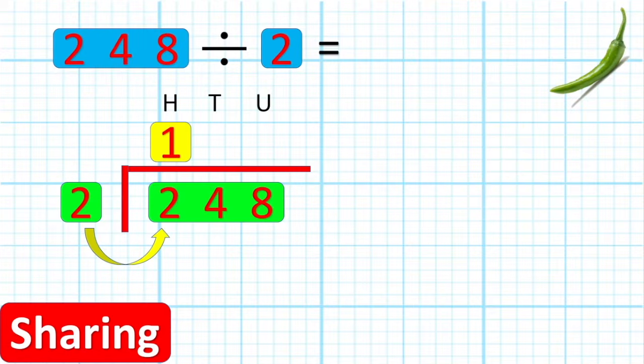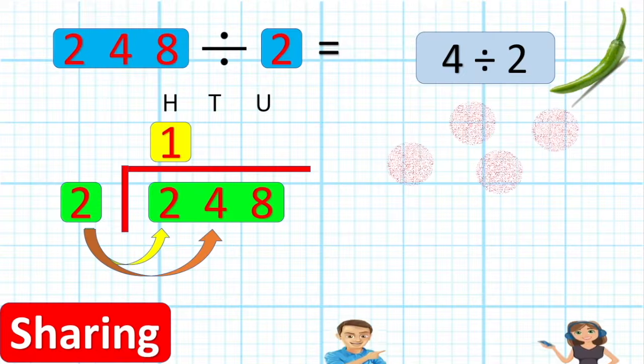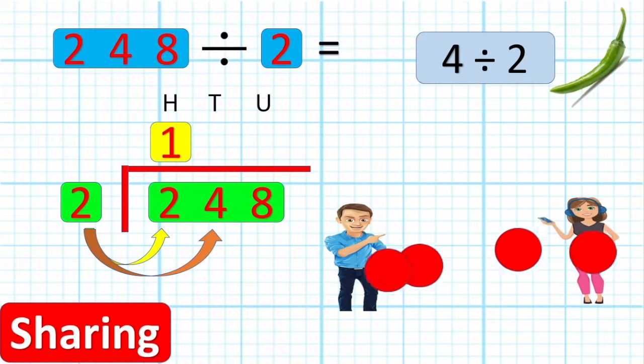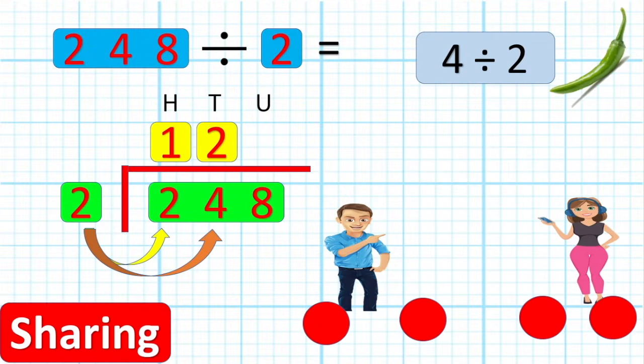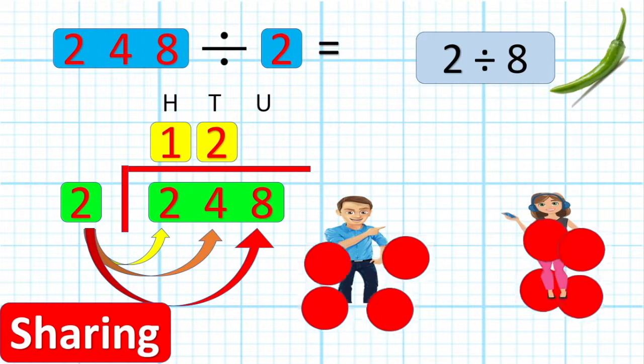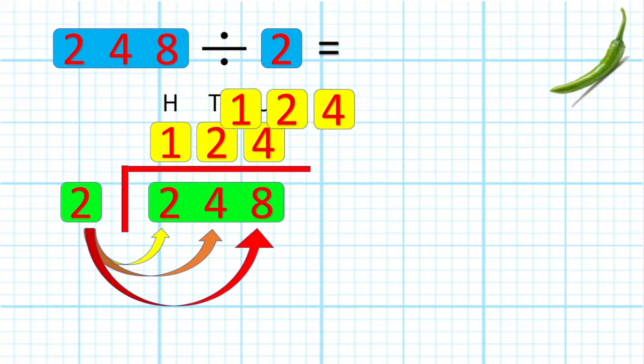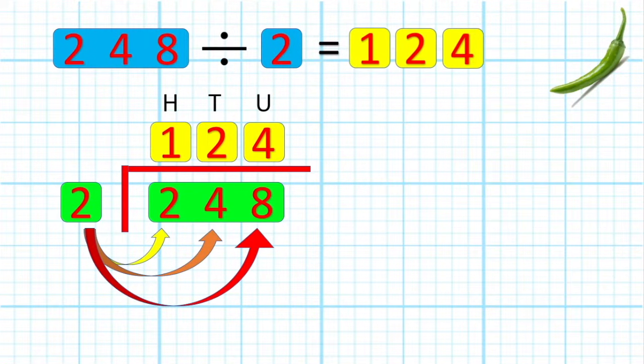Now, the second part, how many 2's are there in 4? Well, if I share 4 between 2 people, I give them 2 each. So my answer for that section is 2. Last bit, how many 2's are there in 8? Well, the answer is 4, giving me a grand total of 124. Let's drag that back up to complete our question. 248 divided by 2 is 124. Great, green chili challenge, done.